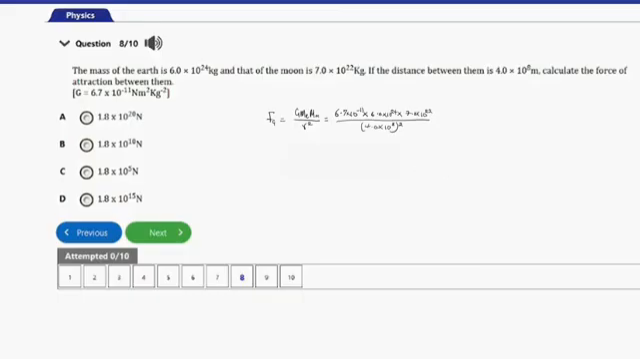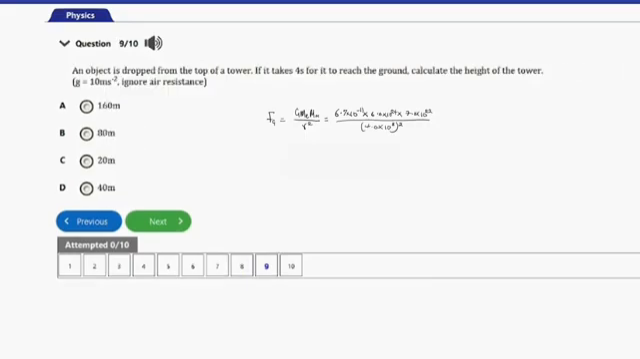So guys, let's go ahead and consider the next question. So the next question here is question number 9. It says, an object is dropped from the top of a tower. If it takes 4 seconds for it to reach the ground, calculate the height of the tower. So guys, let's use the formula t, which is the time, is equal to the square root of 2h over g.